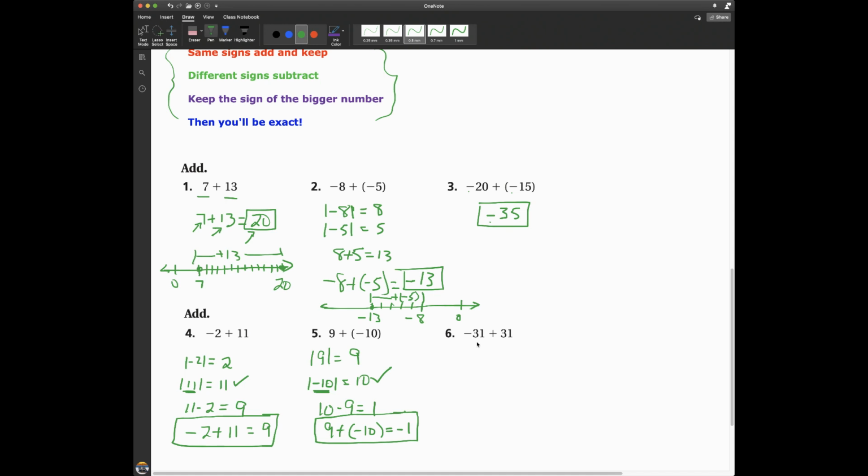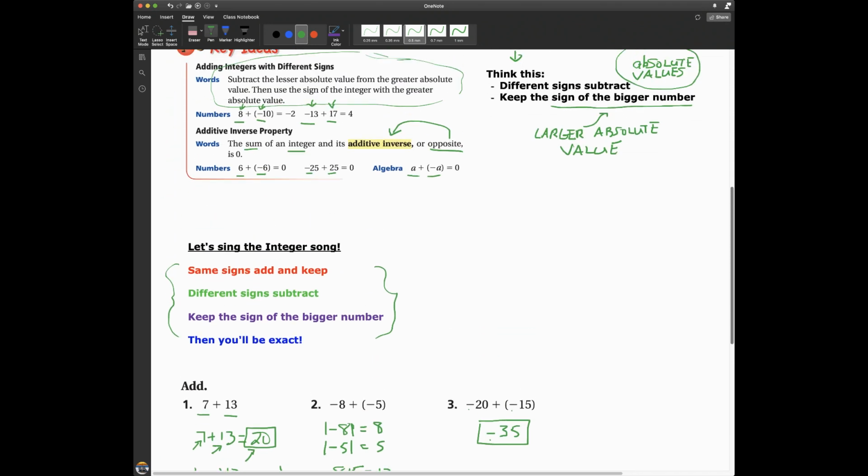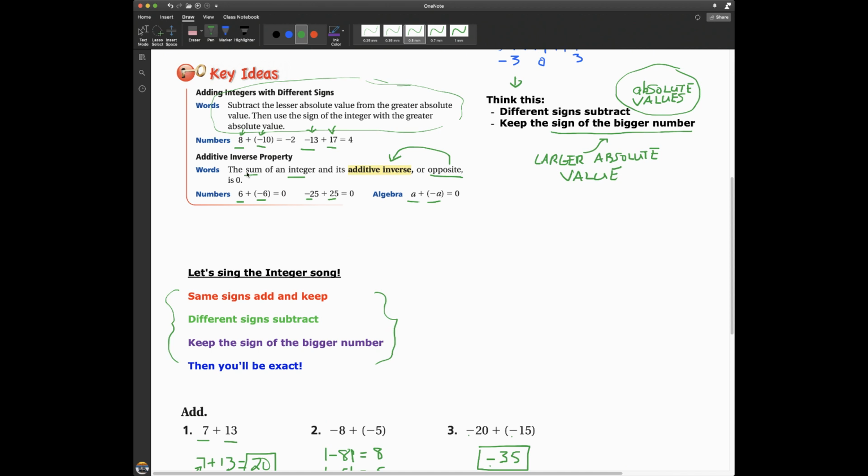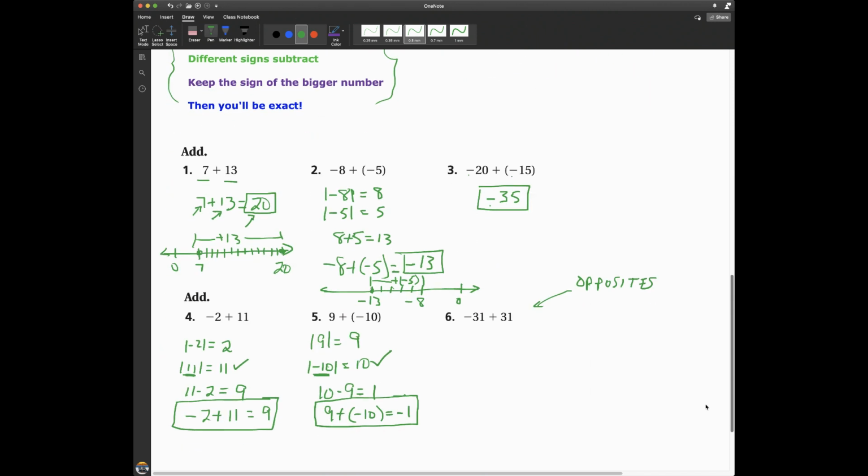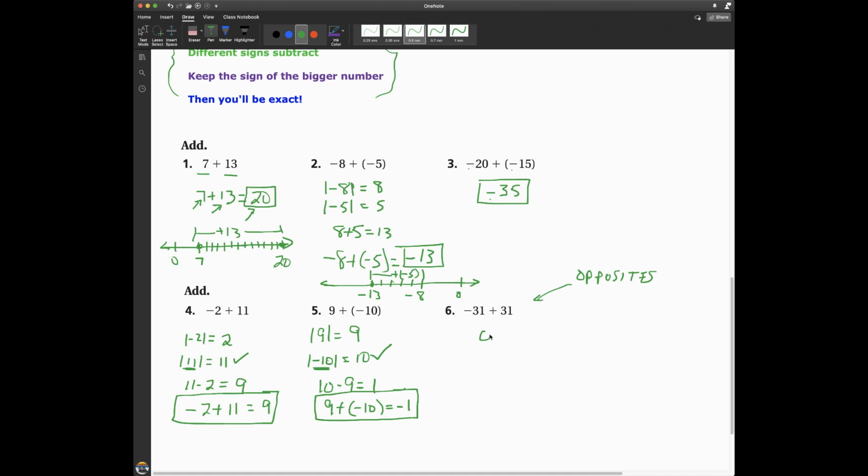And for number 6, when you see problems like this, one of the things you need to look at is, well, wait a second. These numbers are the same, except this one's negative, that one's positive. So these must be opposites. And what happens when we add opposites together? Remember, we have the sum of an integer and its additive inverse or opposite. So we could say this, the sum of an integer and its opposite is 0. So there you go. So this one already we know the answer to, 0.